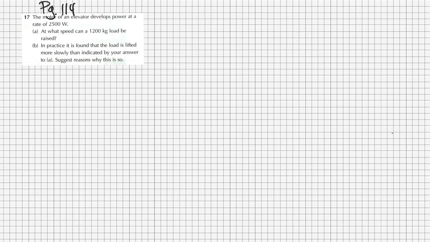So question number 17 says that the motor of an elevator develops power at a rate of 2,500 watts. At what speed can a 1,200 kilogram load be raised? And then also, in practice, why would this velocity actually be faster than what would actually be happening? And so we'll talk about why.